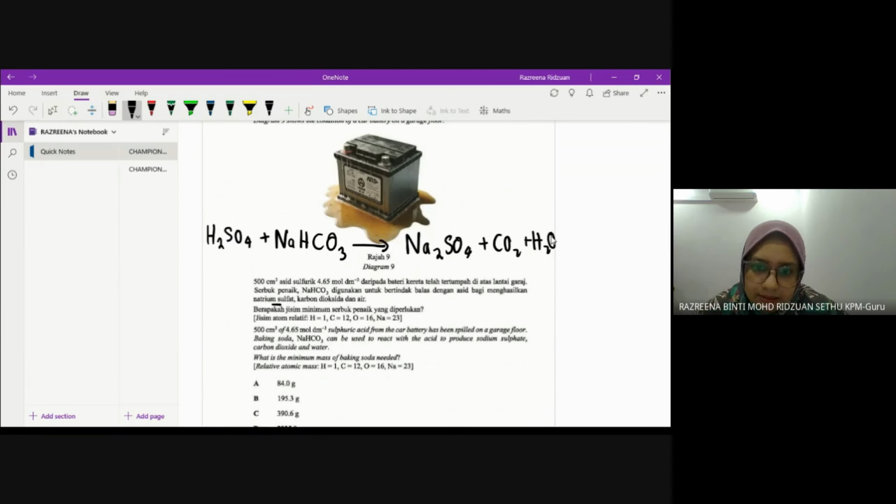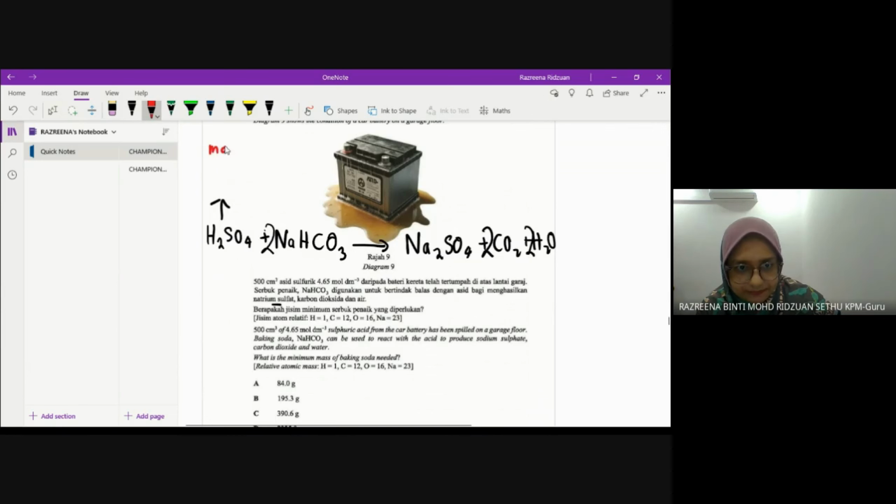Is this balanced? You see sodium here is 2, so let's put a 2 here. Hydrogen becomes 4, so you need to put a 2 here, 2 times 2, 4. How about oxygen? You have 2 times 3, 6 plus 4, 10. Carbon here has 2, right? So you need to put another 2 here. So oxygen you have 10. Now it is balanced.